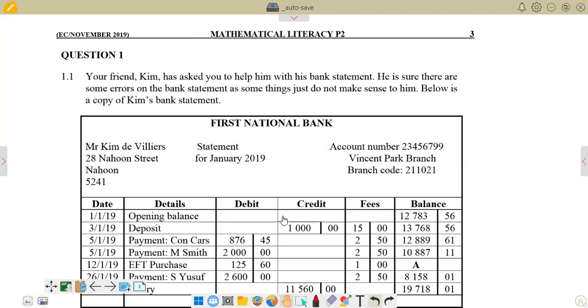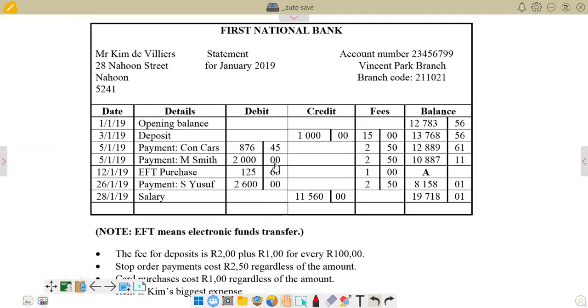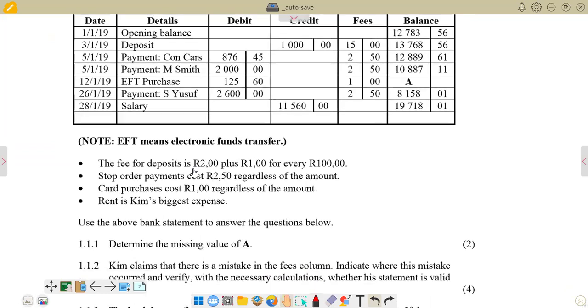If you go down the bank statement, you'd see that beneath that we have got information that we are given. We have got a note which reads EFT, means electronic funds transfer, and we are given information that we have to go through before you start answering the question. And then beneath that, it reads use the above bank statement to answer the questions below. So the first part of the question, that is 1.1.1, reads determine the missing value of A.